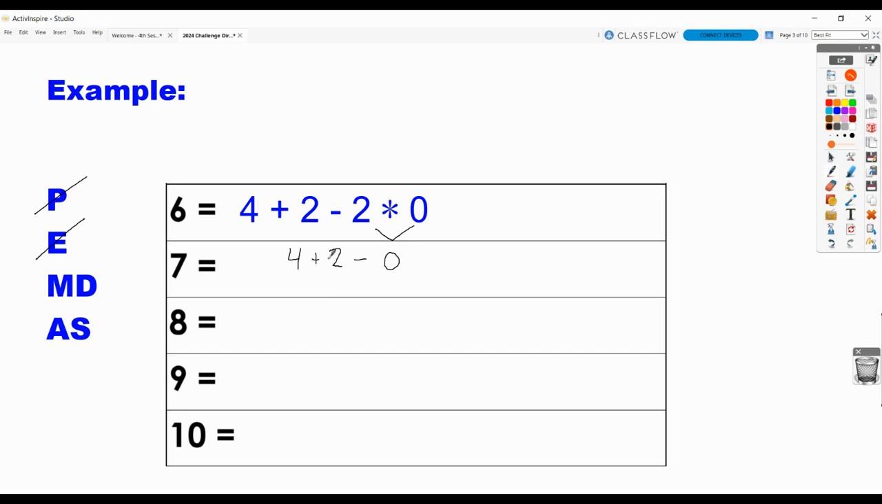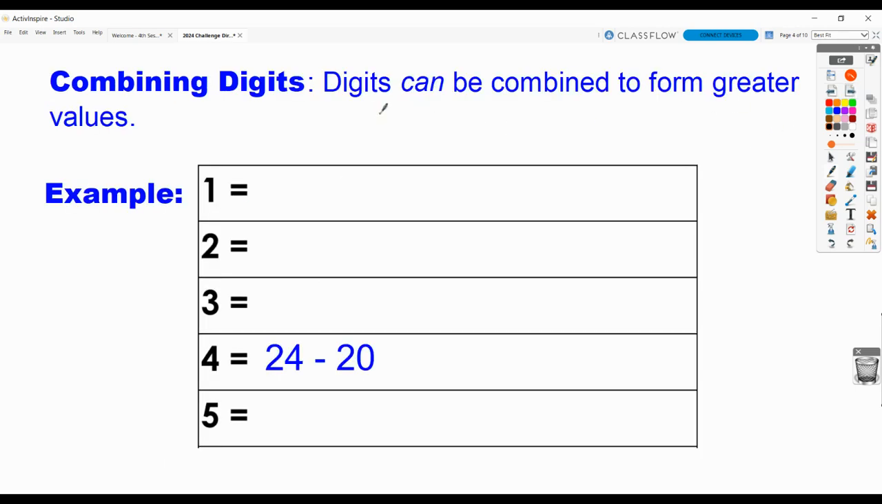Now that I'm down to no more multiplying and dividing left, I have adding and subtracting. I can't just pick one. I have to go from the left to the right when I have adding or subtracting. Those steps are considered equal, so go left to the right. 4 plus 2, that gives me 6. I copy down the rest of that expression. What's 6 minus 0? Well, of course, 6 minus 0 gives us 6. That's only one expression. There are others. There are multiple ways that you can form any of these numbers in the 2024 challenge.